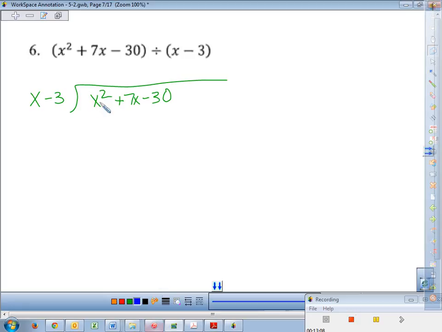First dude only. You take x squared divided by x. What would you get? You would get an x out of that situation. All good? Then multiply and do the opposite. X times x is x squared, but I want the opposite of that, so negative x squared. Groovy? X times negative 3 is negative 3x. I want the opposite of that because I'm supposed to subtract these from each other. Good deal? Then 7x and 3x is 10x. Correct? And then the minus 30 just comes down.